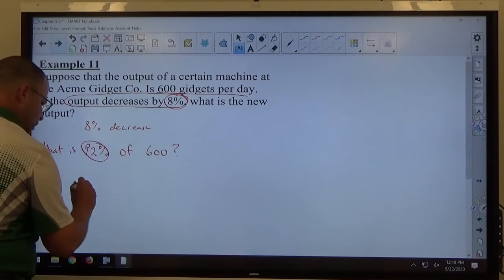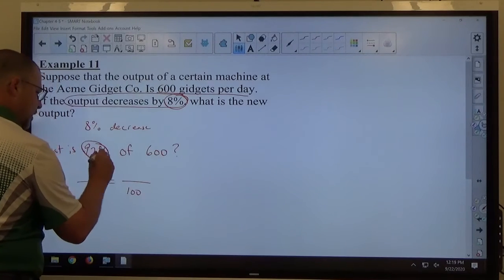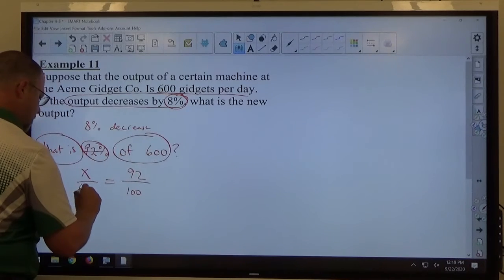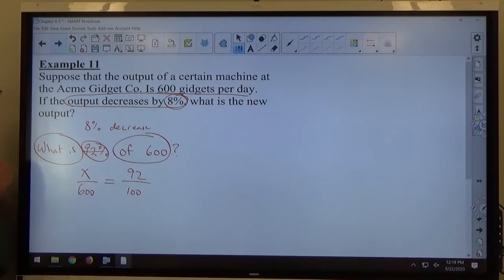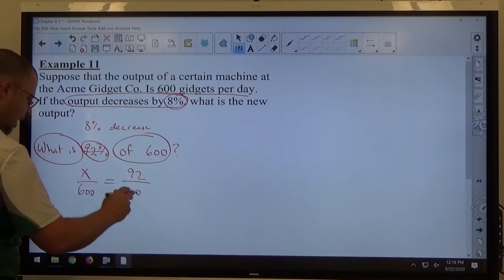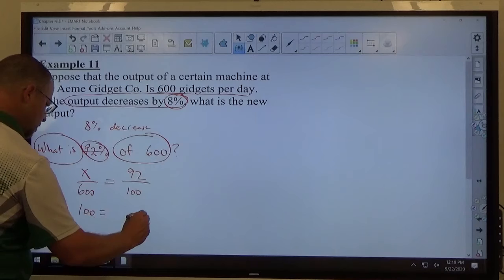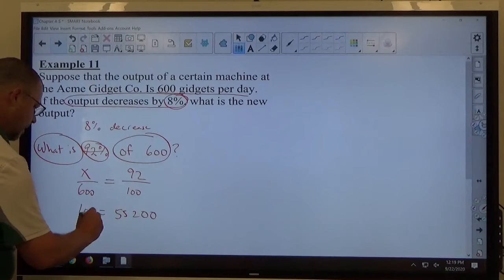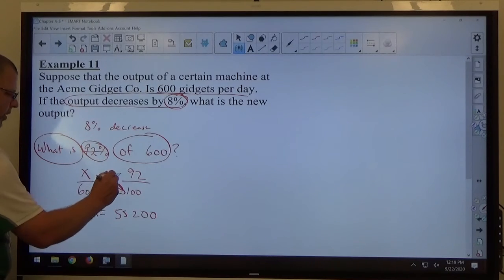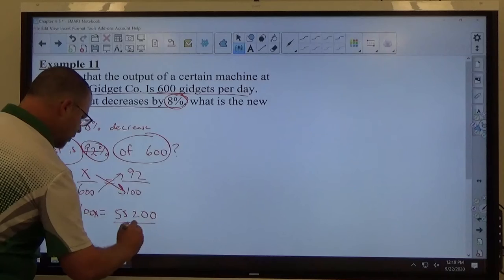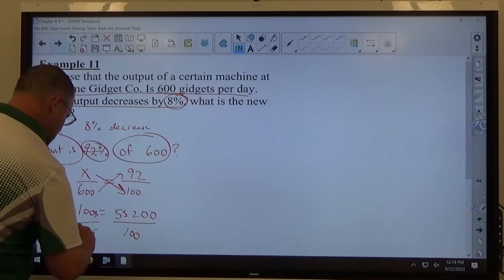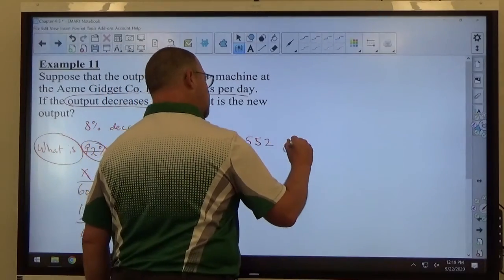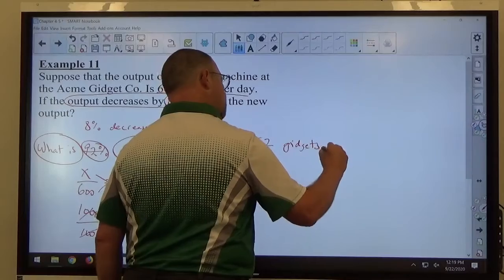So, percent proportion, the percent goes over 100. What is, we don't know, of 600, that goes in the bottom. Is always on top, of always on bottom. Cross multiply. That should be 100x, right? 100 times x equals 600 times 92, which is 55,200. Divide both sides by 100 and we get 552. X equals 552 gidgets per day.